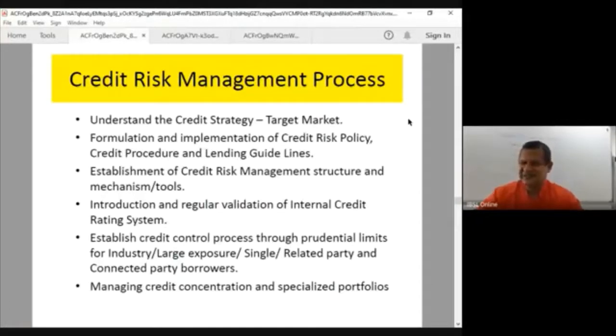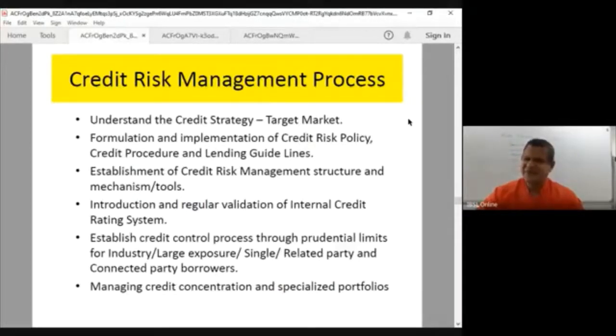So these are the delegated authorities of these different officers, and the structure also has to be evaluated from time to time and established by the credit risk department, or they need to propose the structure and the board of directors could approve it. Then the introduction of regular validation of the internal rating system.